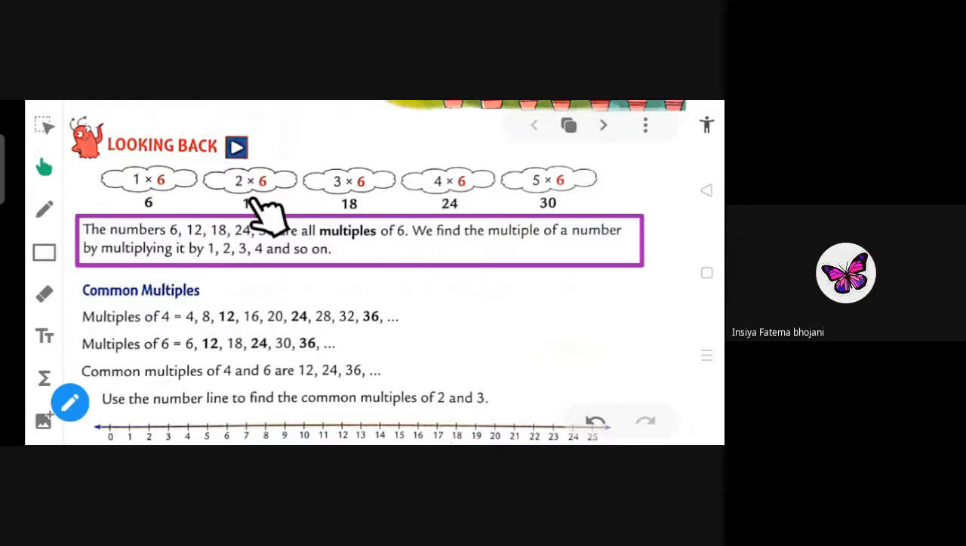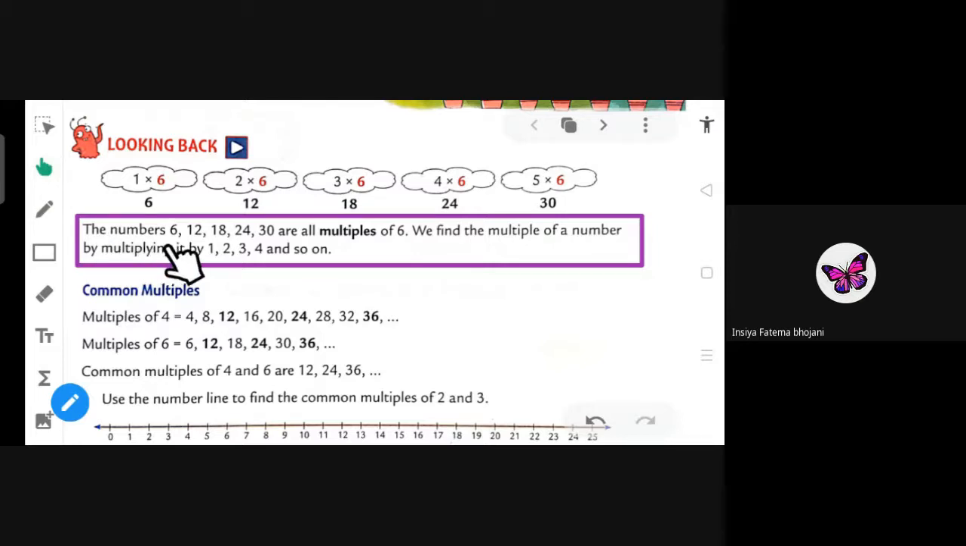So here you can see up in the clouds, they have shown some multiplication. 1 times 6, as a product, what you will get? 6. Then when you multiply 6 with 2, what you will get? 12. Then when you multiply 6 with 3, 18. Then 6 with 4, what will you get? 24. Then 6 with 5, 30. So these are the results, means products, which you will get at last when you multiply 6 with 1, 2, 3, 4 and so on. So the same thing is given here.